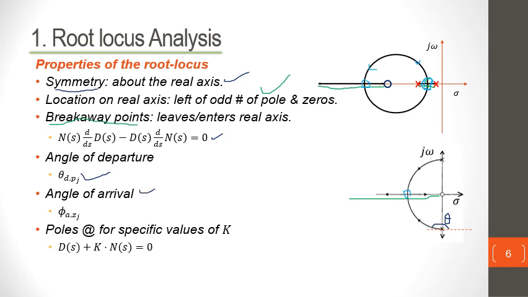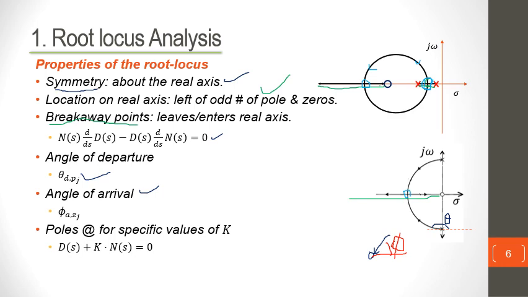And then the angle of arrival is the angle at which the root locus enters a zero. So remember, these are going to zeros. Sometimes you will find that a root locus will enter into a zero, and the angle where it enters a zero is called an angle of arrival.